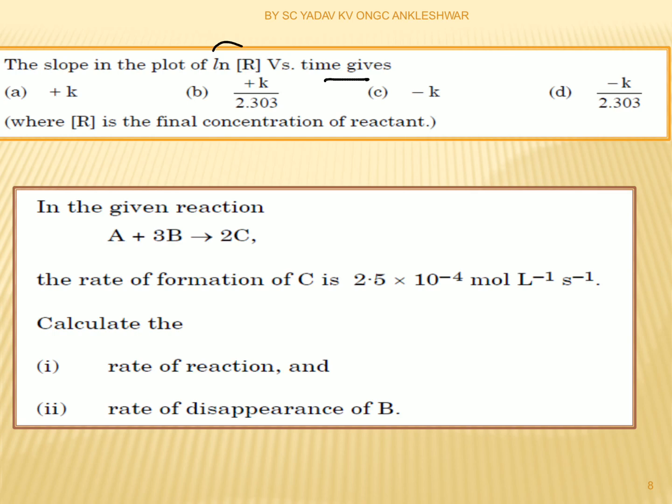This was asked: the slope in the plot of ln r versus time gives. ln r is used here. It means it is the first order reaction, and the slope is minus k.